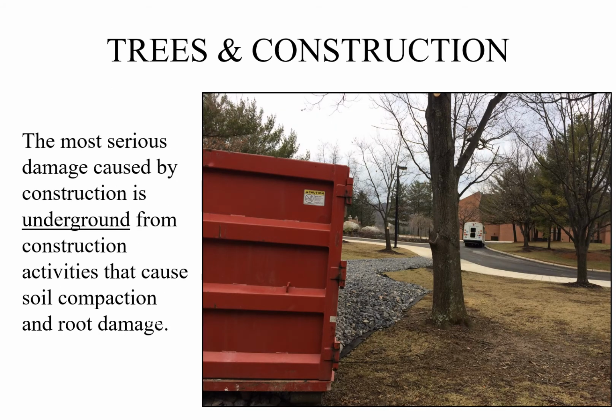Development impacts can damage trees directly by severing roots, severing branches, and compacting the soil. The most serious damage caused by construction occurs underground from construction activities that cause soil compaction and root damage. Most of a tree's absorbing roots are in the upper few inches of soil. Their ability to absorb oxygen, water, and minerals is reduced when this soil is compacted and the pore space between soil particles is greatly reduced.